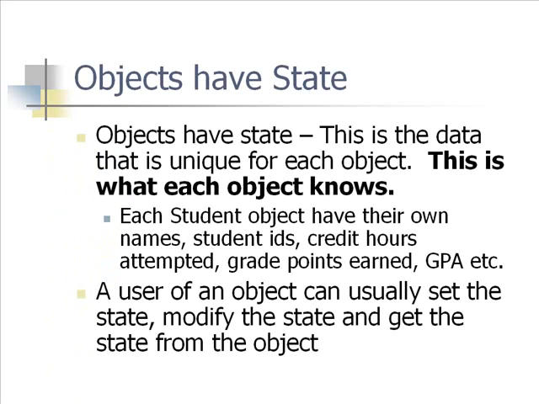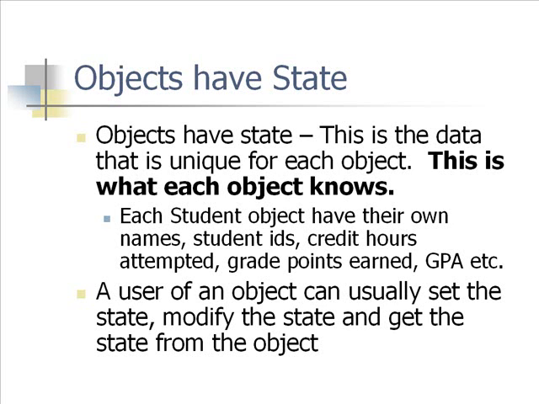I said objects have state. What is that? It's the data that's unique for each object. Every student in a classroom has their own name, their own ID, their own GPA, their own class list, etc. For our students, we're going to have names, IDs, credit hours attempted, grade points earned, GPAs, etc.